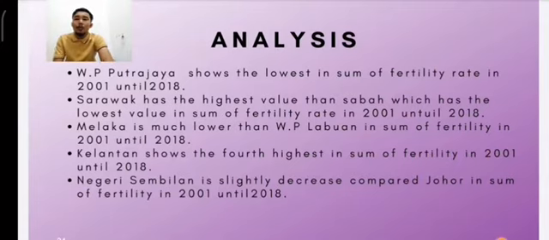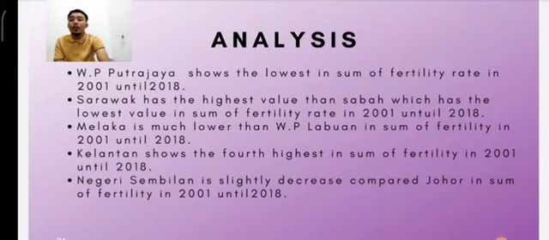The analysis for the graph. First, Wilayah Persekutuan Putrajaya shows the lowest sum of fertility rate in 2001 until 2018. Second, Sarawak has the highest value, then Sabah, which has the lowest value in sum of fertility rate in 2001 until 2018. Third, Melaka is much lower than Wilayah Persekutuan Labuan in sum of fertility in 2001 until 2018.